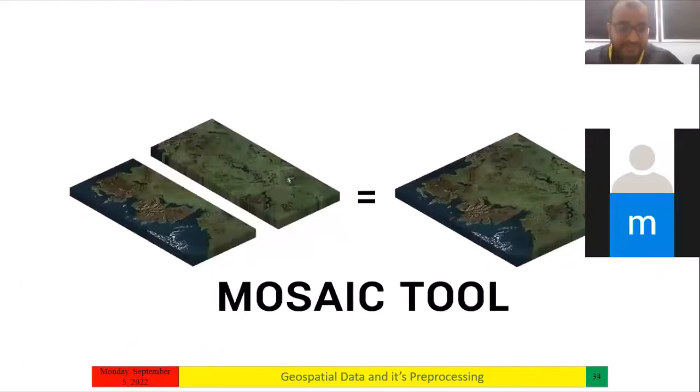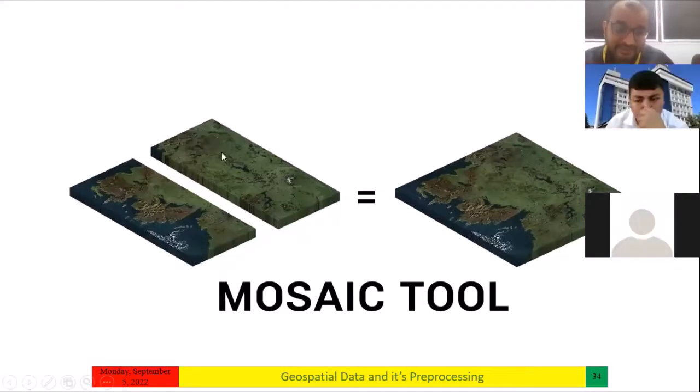I have shown here that the left portion is extracted from one tile, and the right portion is taken from some other grid. Then we use the mosaic tool to merge these two different images and form a larger area, or make the area of our interest. So if our study area is larger and not available in a single grid, we can use the mosaicing tool to merge different sources and create a single file.